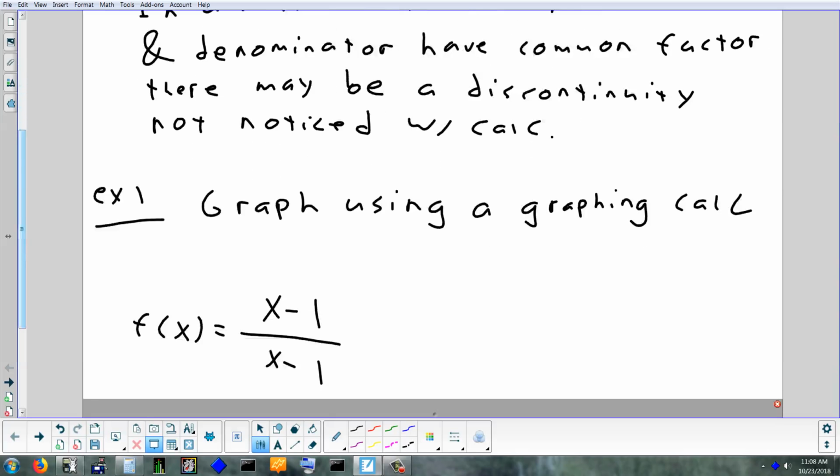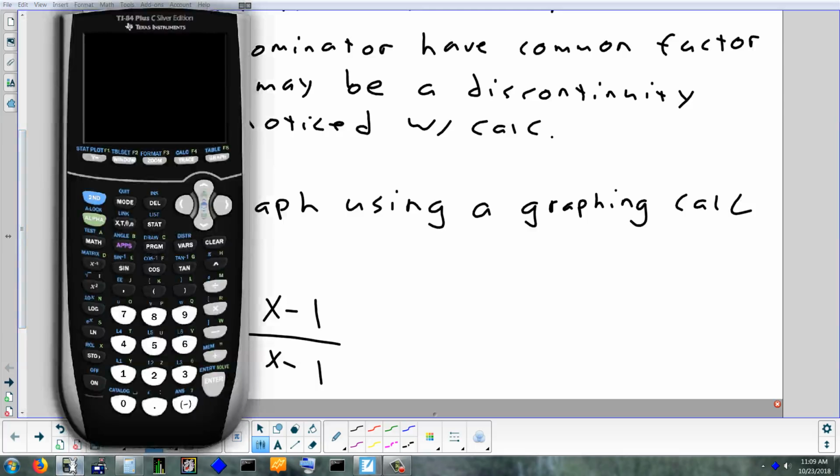What value is not in the domain here? Just one number. Yeah, 1. 1 is not in the domain. So now the question would be, if it's not in the domain, does that mean you get an asymptote at 1? Or are you going to get a hole at 1? What's going to happen here? What do you think? I think it's going to be a hole. Yeah, it's going to be a hole.